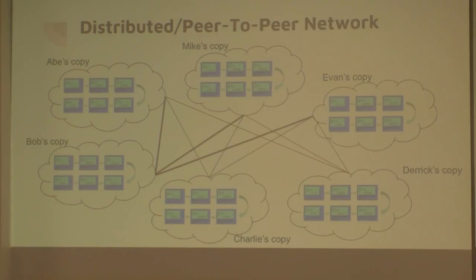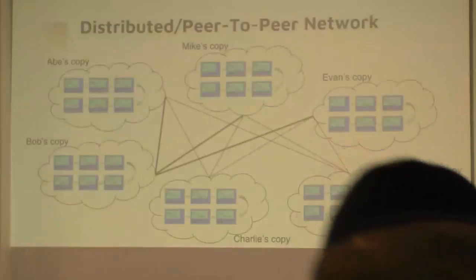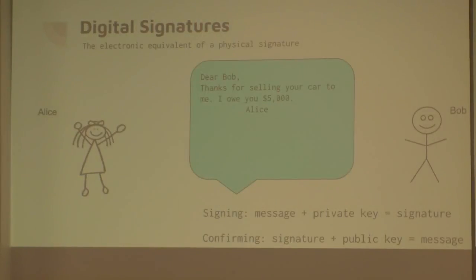Okay, so that's three. So we got hashing, we got blockchain, and we got a peer-to-peer network. Number 4 is digital signatures. Okay, and this is the last one. This is the last concept and technology that we have to understand in order to understand Bitcoin.